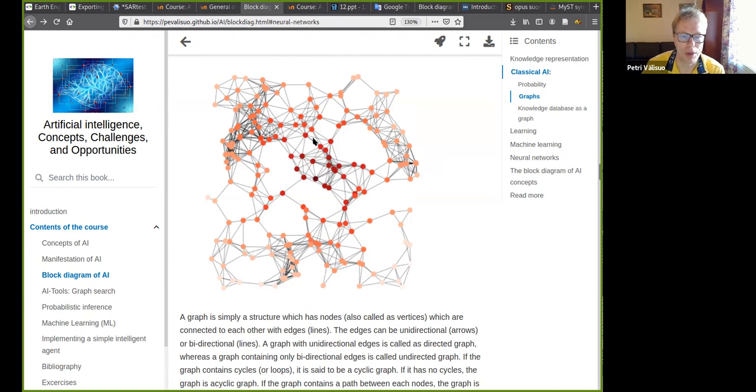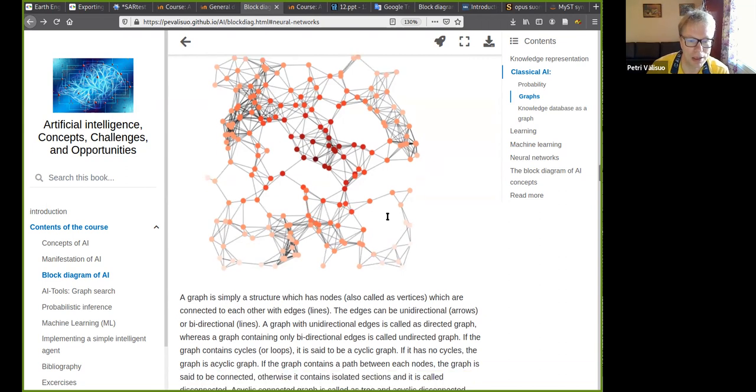And also, this graph has cycles. So if you go here, you can drive around this loop as many times as you want. But there are also graphs which are not cyclic, and those kinds of graphs are called trees.